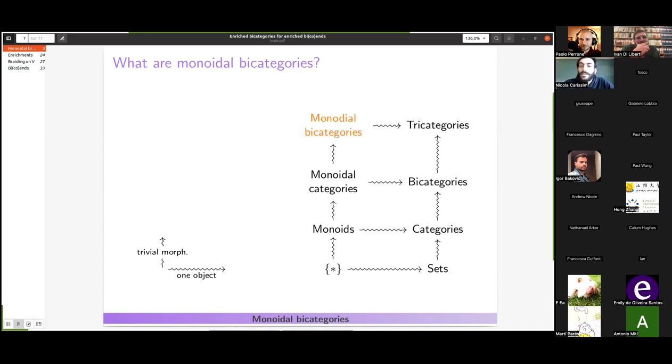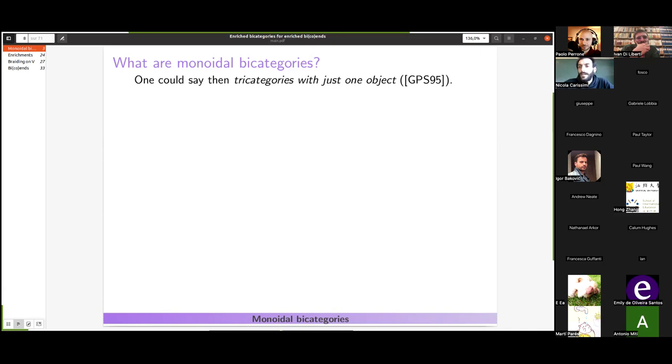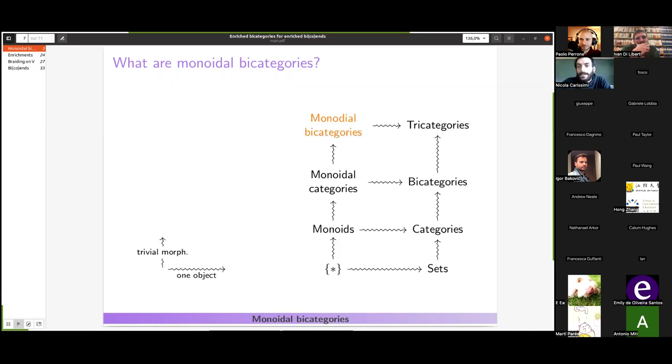And then eventually we are interested today in this thing, which could just be defined actually as a tricategory with one object, because we have a notion of a tricategory, which is given in the work of Gordon, Power, and Street. And we can, of course, just say that a tricategory with one object is a monoidal bicategory. On the other hand, we want to understand how it is constructed, what's inside. So basically, we can try to construct it with the vertical categorification.